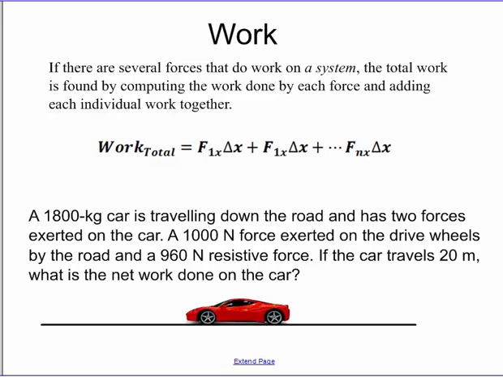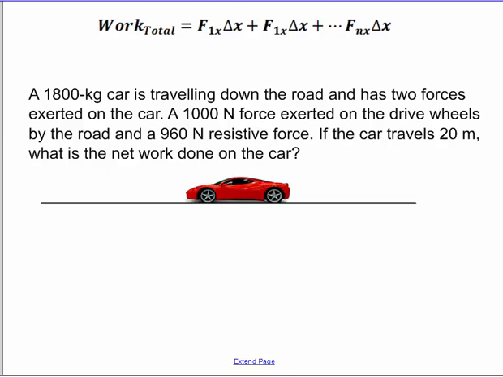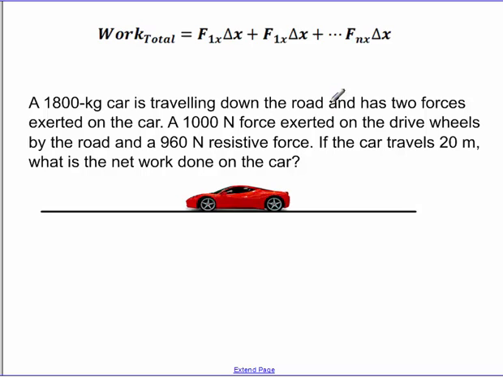If you have more than one force being applied, you want to find what the net work being done on the object is. Let's look at a problem here that kind of clarifies that. I have a 1800 kilogram car traveling down the road, has 2 forces exerted on the car. 1,000 Newton force exerted on the drive wheels by the road, and a 960 Newton resistive force. Okay, so we know that if the car is moving down the road, and we're saying it's going this way, then the drive wheels are going to cause a force to go this way, and this would be 1,000 newtons. The resisting force is coming back. That's going to be 960 newtons. And we'll call this force R for resistive, and we'll call this force D for drive. Okay, and your displacement is 20 meters.